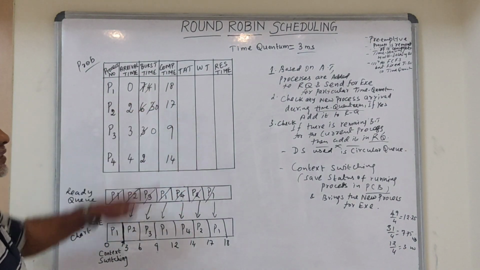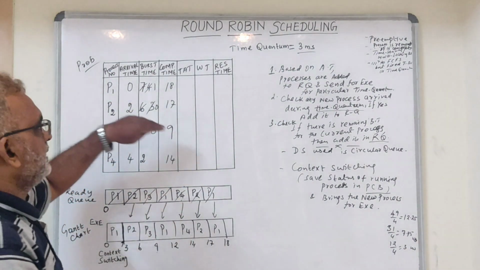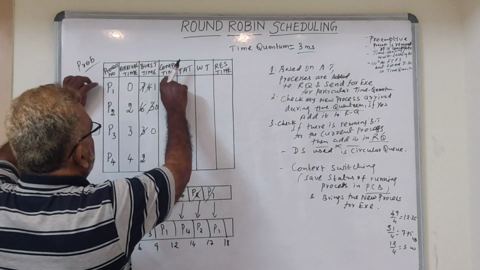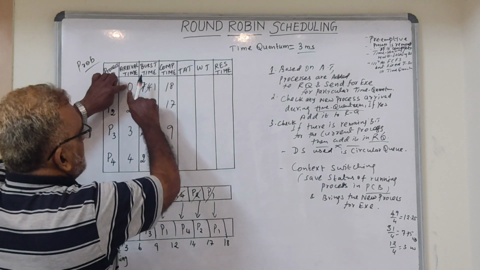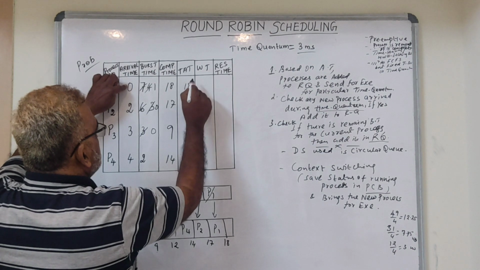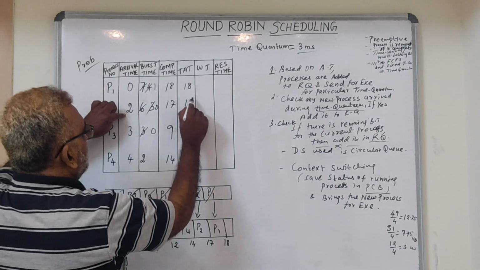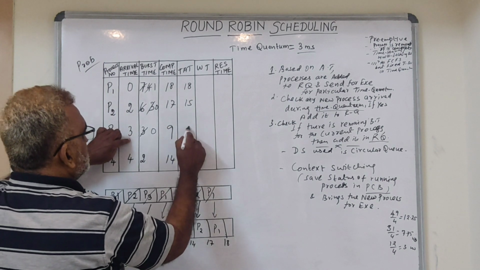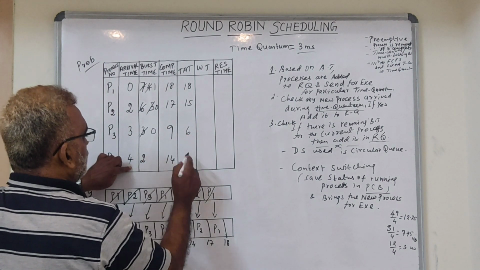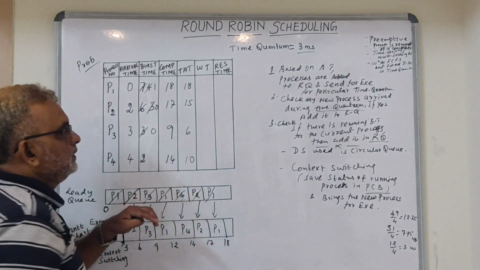So how do we calculate the turnaround time? Turnaround time is completion time minus arrival time. So for P1 it is 18. For P2 it is 17 minus 2, which is 15. For P3 it is 9 minus 3, which is 6. For P4 it is 14 minus 4, which is 10.